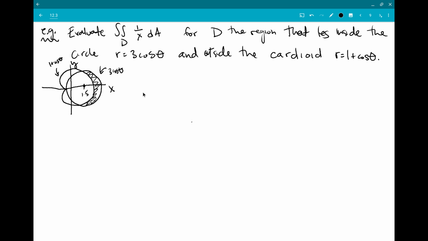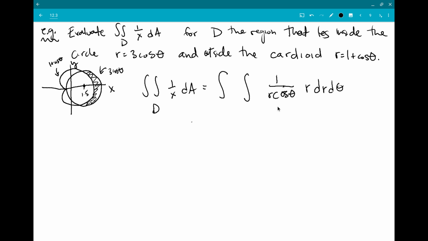I have no idea how I would write this in Cartesian coordinates, and they gave me my bounds in terms of r's and thetas, so I know that I should be converting it to a polar problem. So my dA becomes r dr d theta, and my 1 over x becomes 1 over r cosine theta. And then I just have to fill in my bounds.